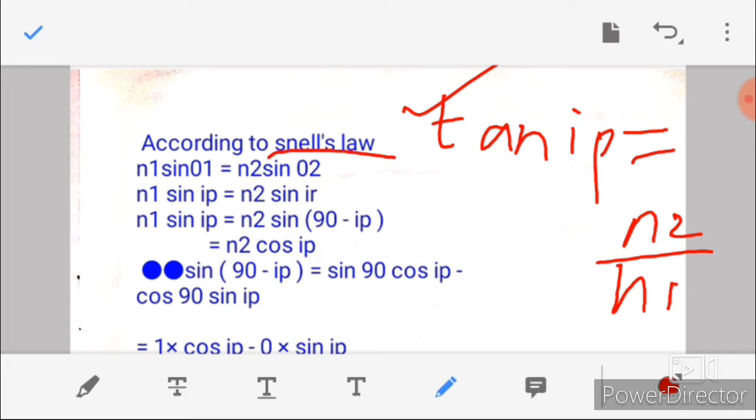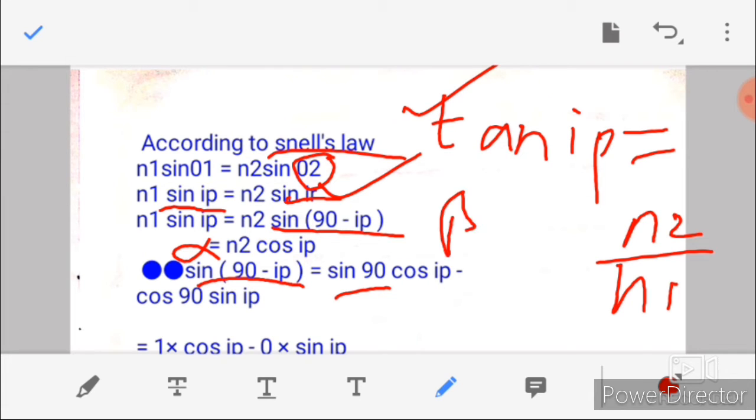According to Snell's law, n1 sin theta 1 is equal to n2 sin theta 2. Here sin theta 1 is sin IP and sin theta 2 is sin IR. Now IR is equal to 90 minus IP, so it is equal to sine of 90 minus IP. Taking 90 as alpha and IP as beta, the formula is sine alpha cos beta minus cos alpha sine beta.